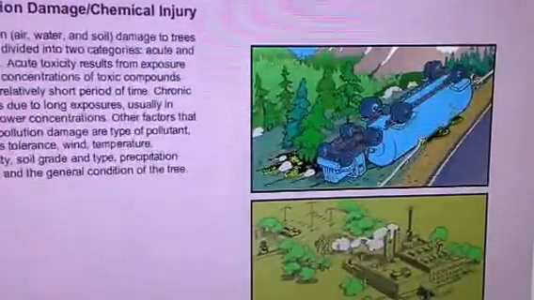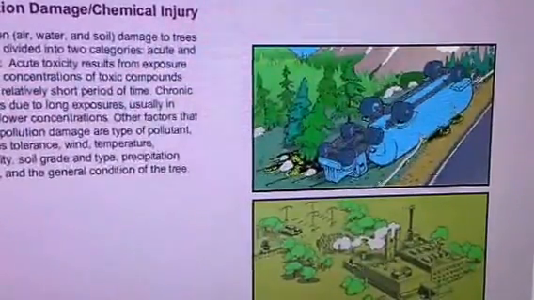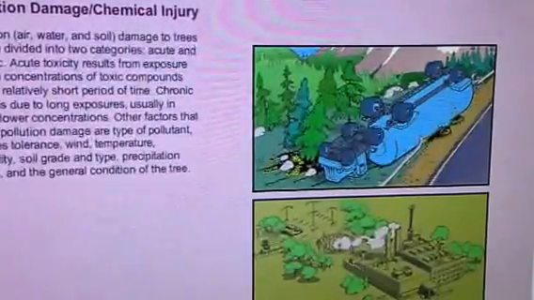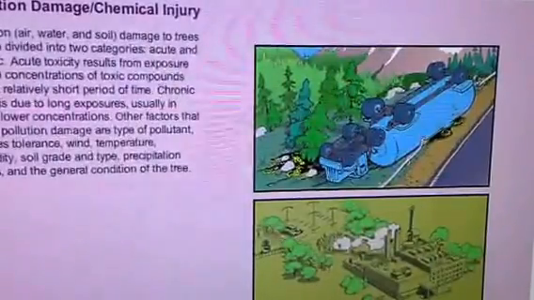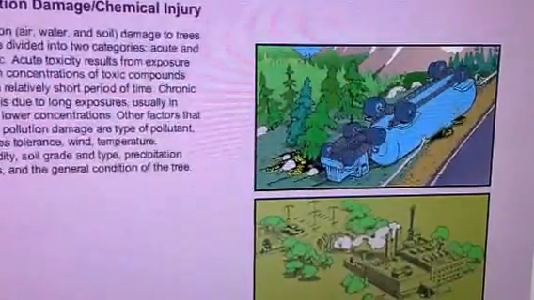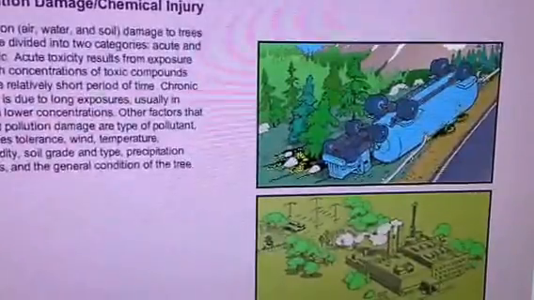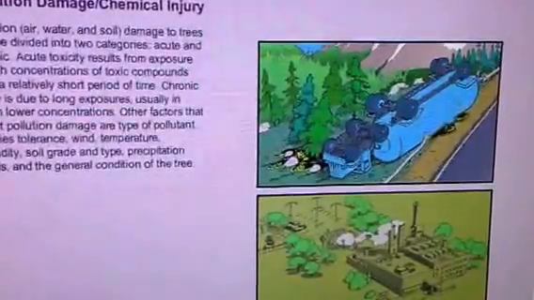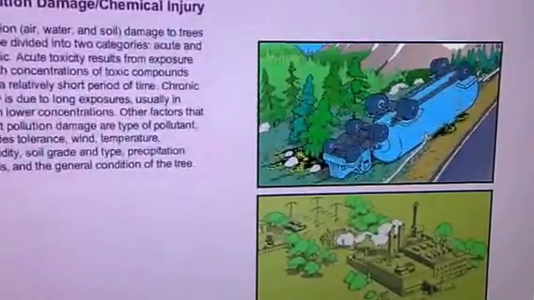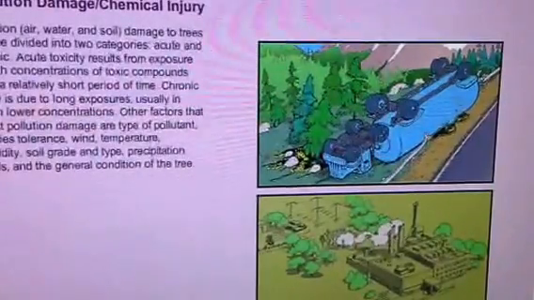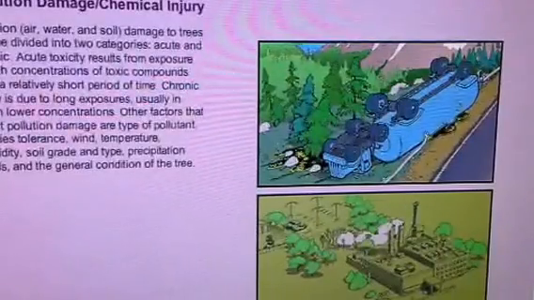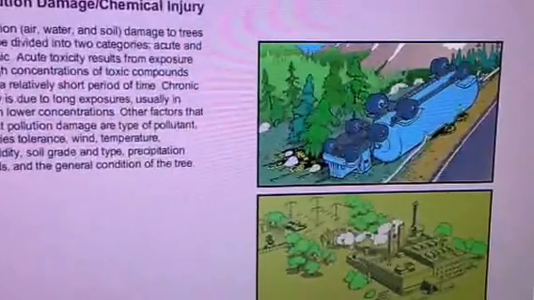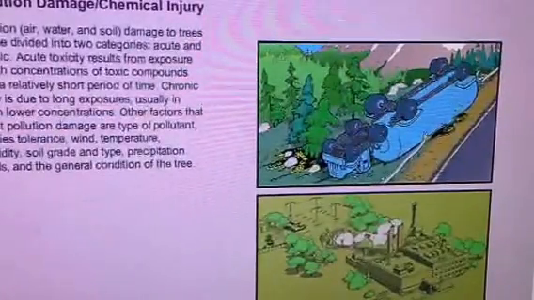Pollution (air, water, and soil) damage to trees may be divided into two categories: acute and chronic. Acute toxicity results from exposure to high concentrations of toxic compounds over a relatively short period of time. Chronic injury is due to long exposures, usually in much lower concentrations. Other factors that affect pollution damage are type of pollutant, species tolerance, wind, temperature, humidity, soil grade and type, precipitation levels, and the general condition of the tree.